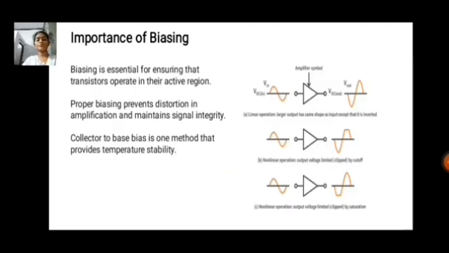In this slide, I will explain about importance of biasing. Biasing is essential for ensuring that transistors operate in their active region. Proper biasing prevents distortion in amplification and maintains signal integrity. Collector to base bias is one method that provides temperature stability.